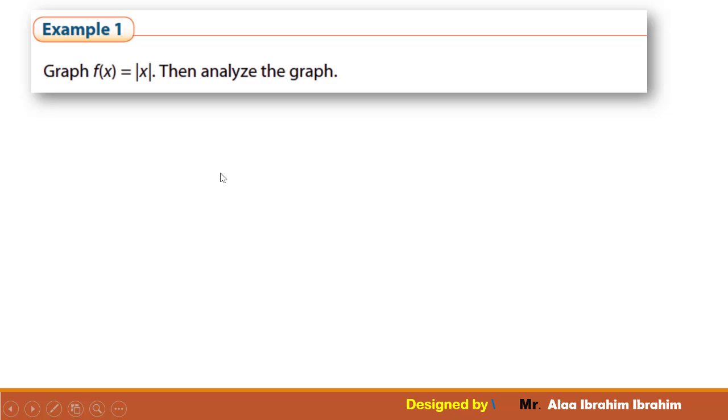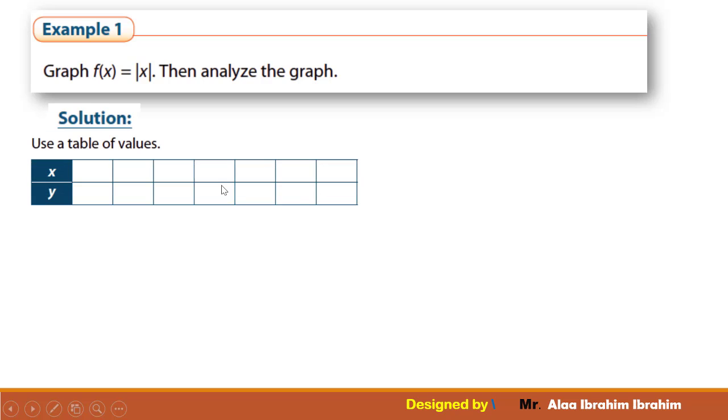Now we have an example like this. Example 1: graph f of x equals the absolute value of x, then analyze the graph. So how do we make the graph? If you have an absolute value equation like this, you have to know you're dealing with two things, positive or negative. But I have to start with this one. My equation without the absolute value, if I put it equal to 0, so if x equals 0, my y also will be 0. So the starting point will be 0.